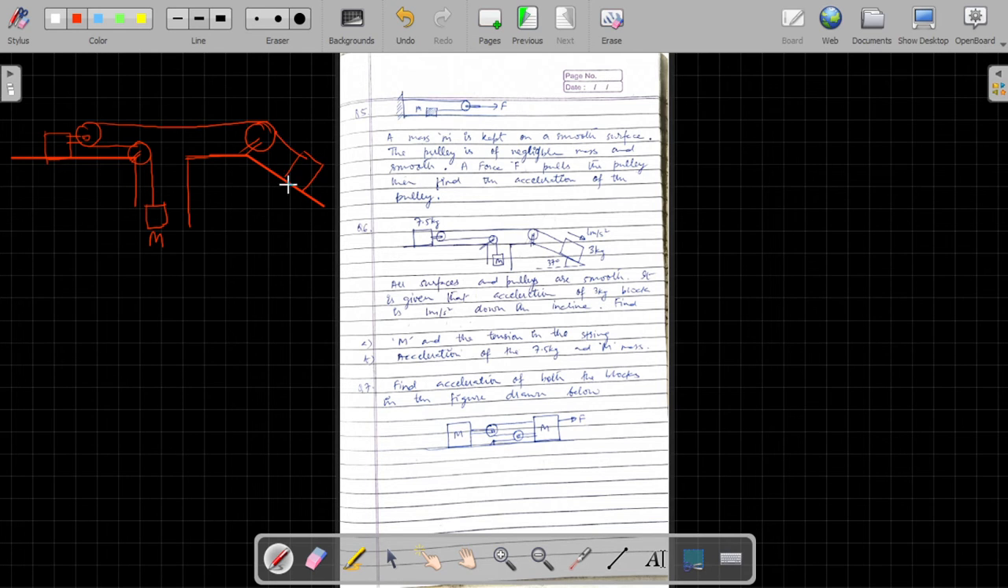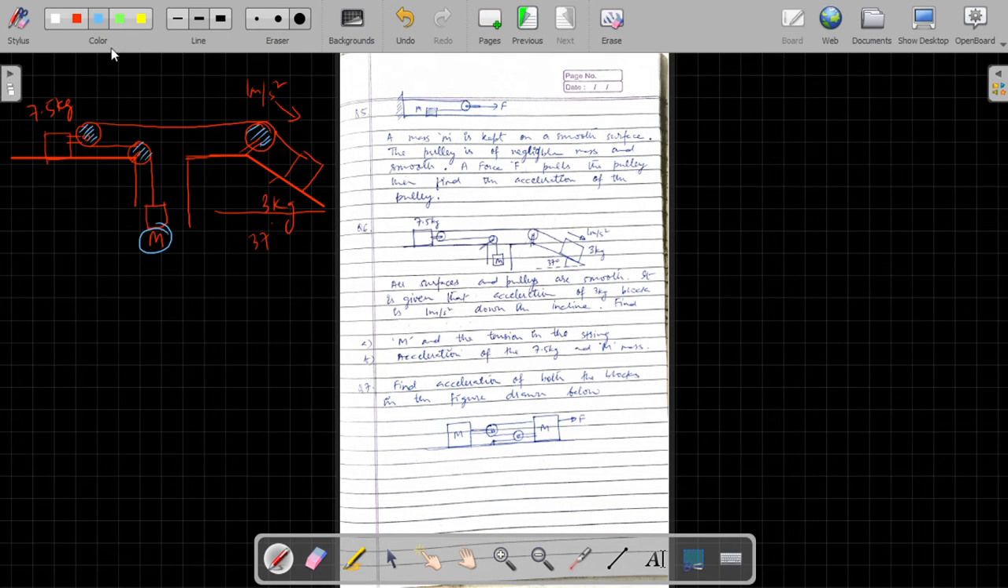And this is the block of mass 3 kg. This angle is given as 37 degrees. We are given that the acceleration of the block is in the downward direction. Its value is 1 meter per second squared. And the mass of the block is 7.5 kg. So we are supposed to find the value of the mass of block M, capital M.